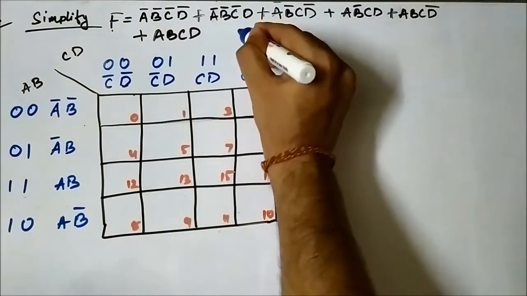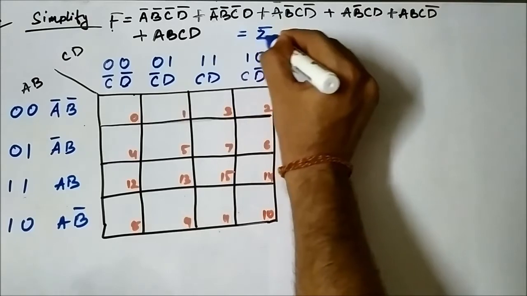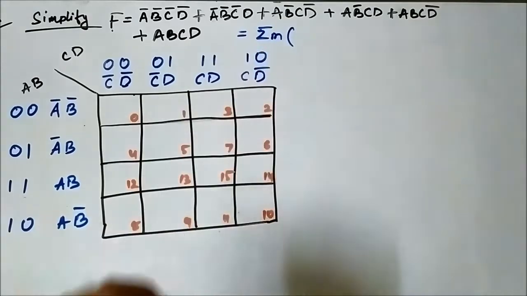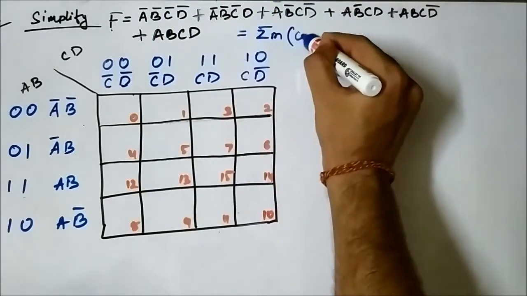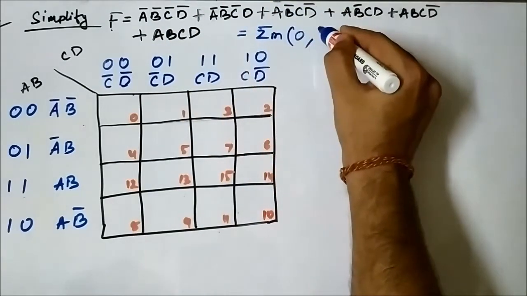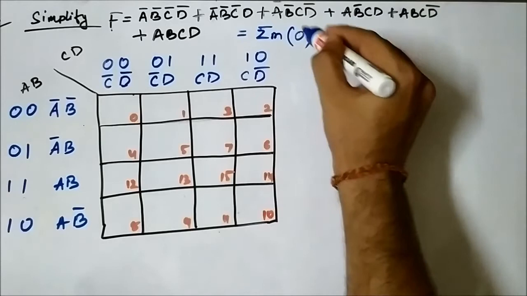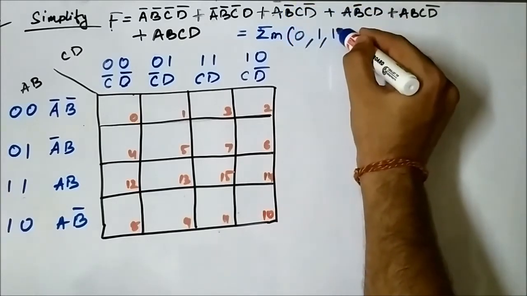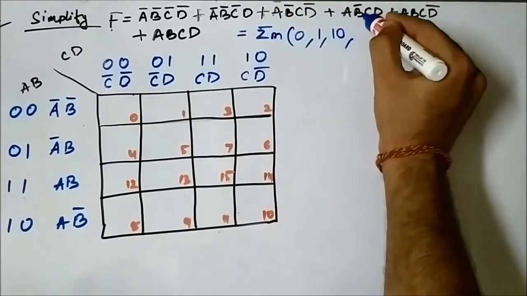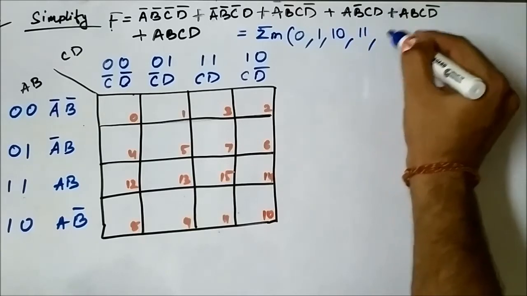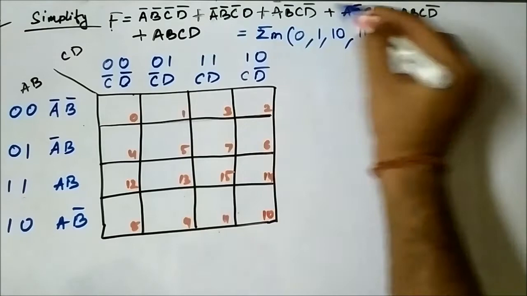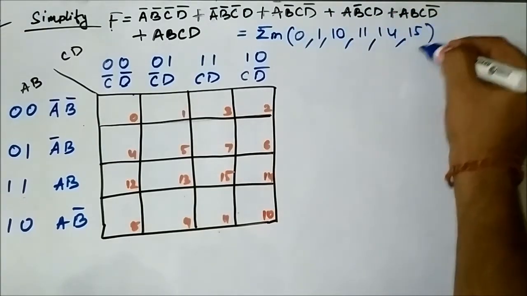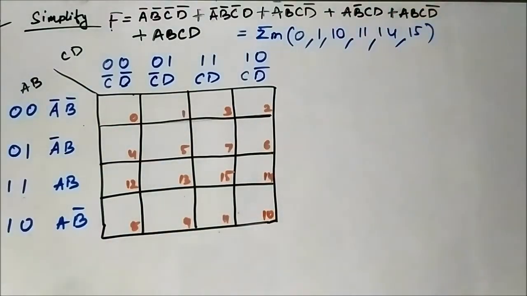The first thing we have to do is to express it in terms of min terms, sum of min terms, since it is an SOP expression. So this is 0, 1, 10, 11, 14, and 15. These are the min terms for this Boolean expression.